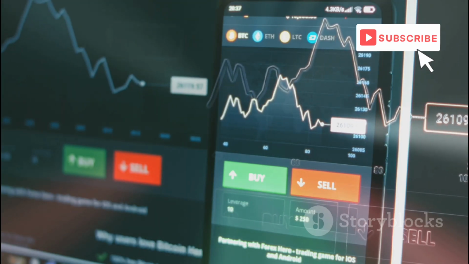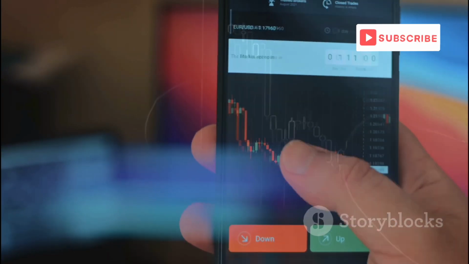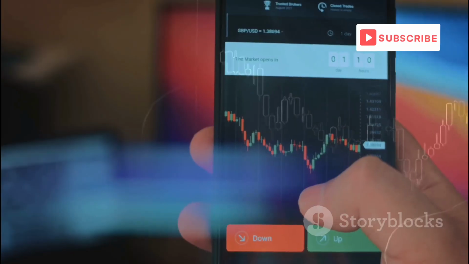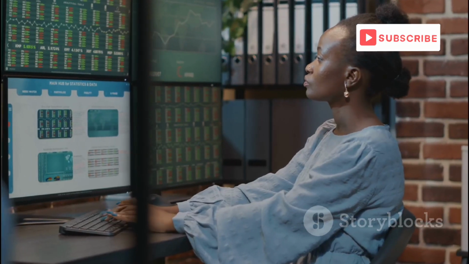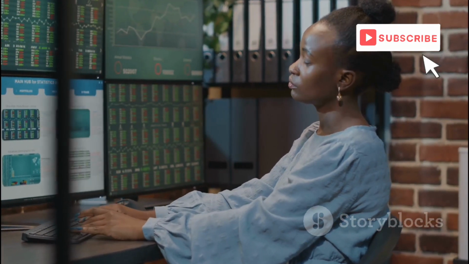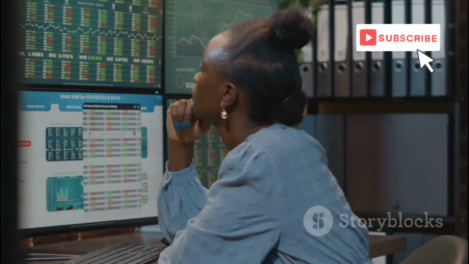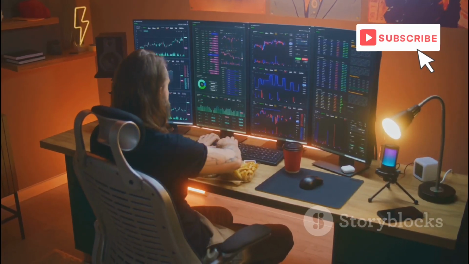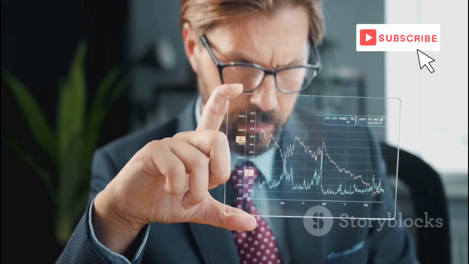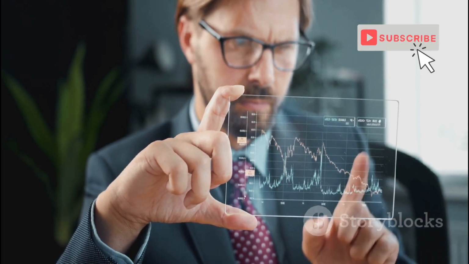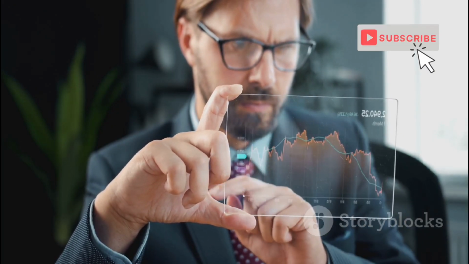Practice risk management. Setting clear profit targets and stop-loss orders is crucial for managing risk in intraday trading. These orders automatically execute trades when the price reaches a predetermined level, limiting potential losses. Stay disciplined. Emotional trading can be detrimental to your success. Stick to your trading plan, avoid chasing losses, and don't let greed cloud your judgment.